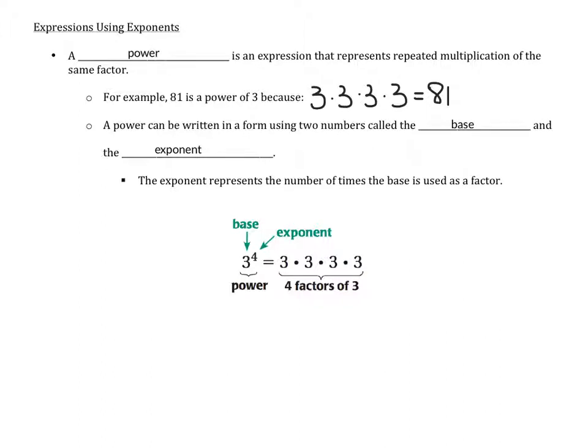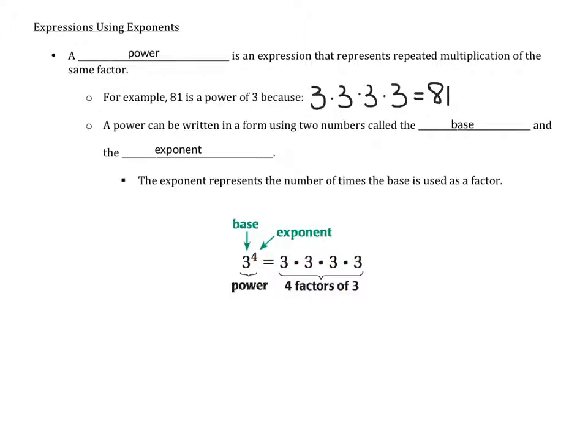The exponent represents the number of times the base is used as a factor, or that many times the base is going to be multiplied by itself. So looking at the example, we have 3 to the 4th, which we learned up here is 81. The big number is the base. The little number is the exponent, so 3 to the 4th would be 3 times 3 times 3 times 3.